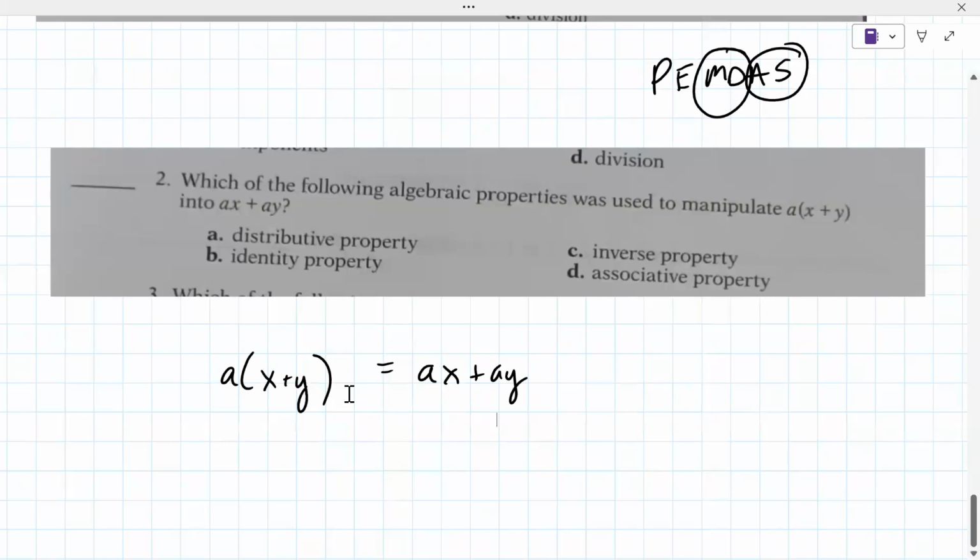I would say what would be different would be identity property for changing. You're giving out this A to both. You're sharing it to both. Okay, do any of those words mean distributive? Yeah, there you go.